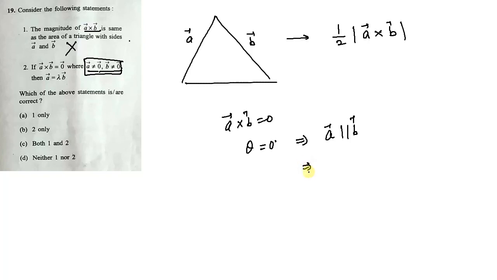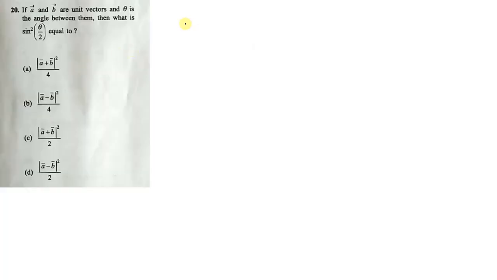If the angle between two vectors is 0 degrees, then they are parallel vectors. And if a vector and b vector are parallel, then a vector is nothing but lambda times b vector, where lambda is a constant value. So statement number 2 is correct. So our answer should be option B, which is only 2. Okay. Now question number 20.